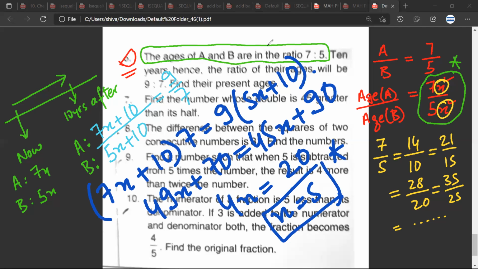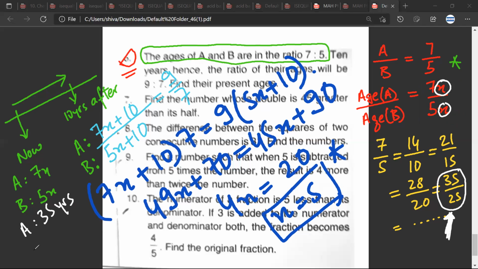Now this is not the final answer. Remember that our final answer depends upon the value of x. Have you understood what I said? Yes, sir. We just have found this value of x. So 7 into 5 and 5 into 5 would be the correct answers. Have you understood? Yes, sir. So the age of A is 35 years and age of B is 25 years. Have you understood the logic?